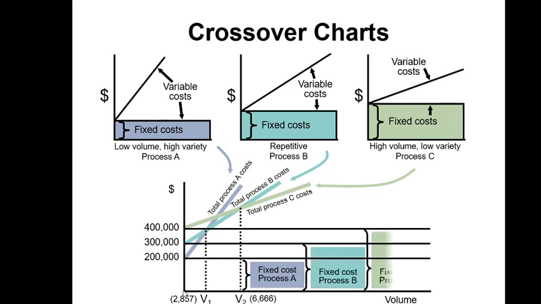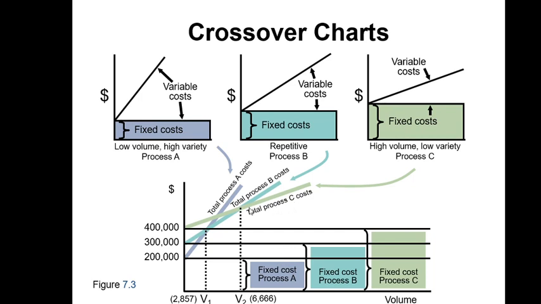2,857. So from here, 0 as a volume, number of units, up to 2,857 units, it's better for the company to use software A. But if the number of units or reports that they have to produce exceeds 2,857 up to 6,666, then it's better to use software B. Now, if the number of reports or units exceeds V2, which is 6,666, then we advise the company to select process C.